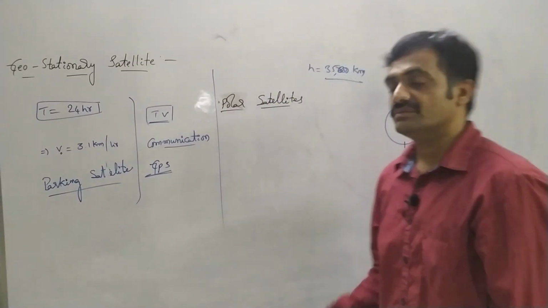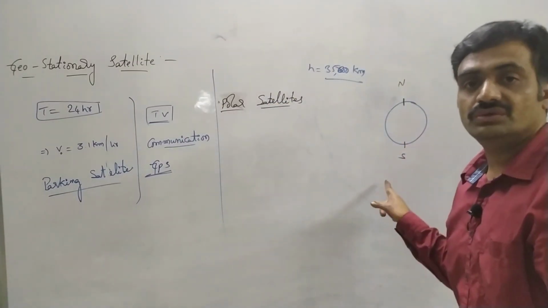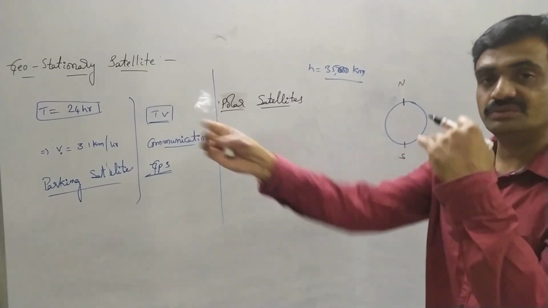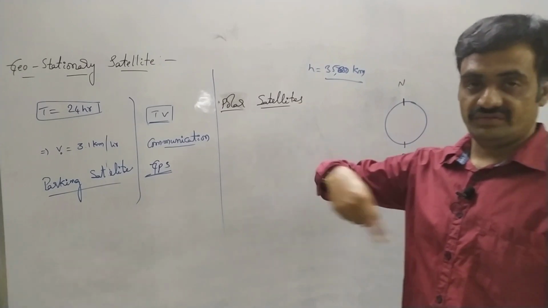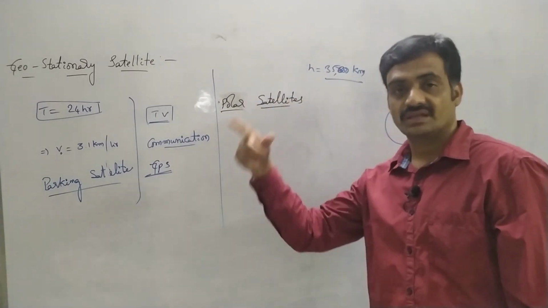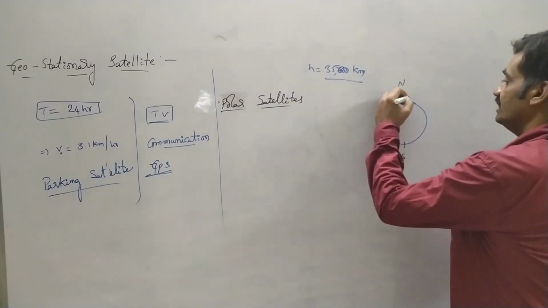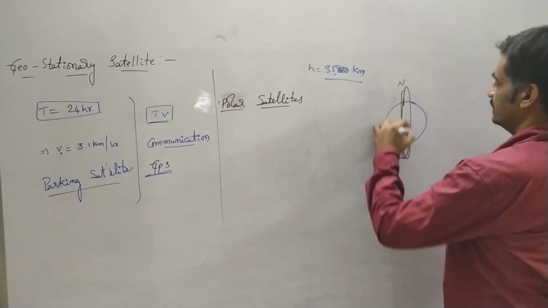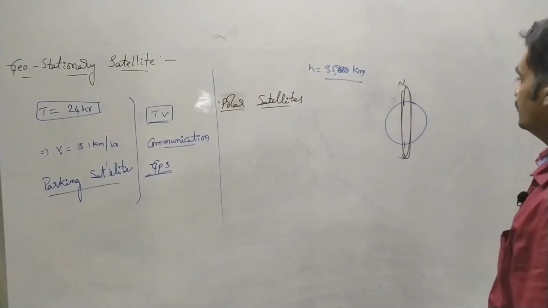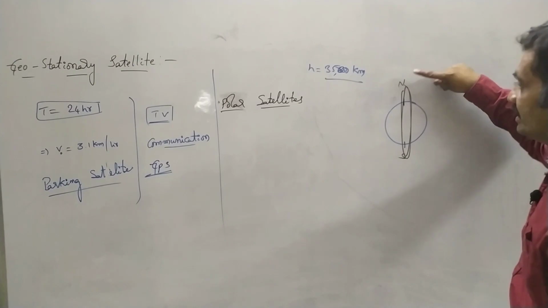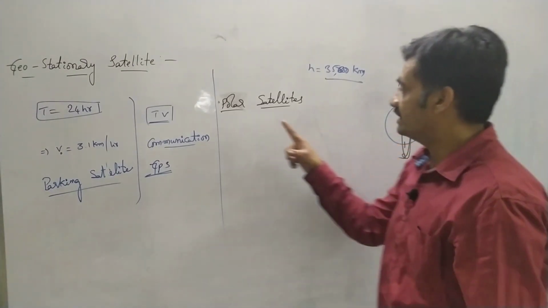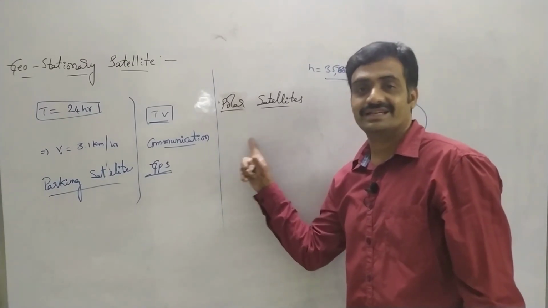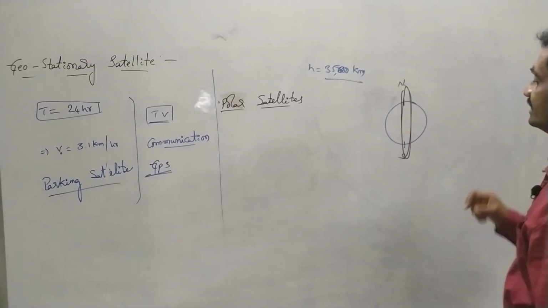These polar satellites move from one pole to another pole, from north pole to south pole and south pole to north pole, continuously along the vertical line like this. They continuously move like this around the earth. Since the satellites are moving from one pole to another pole, they are called polar satellites.